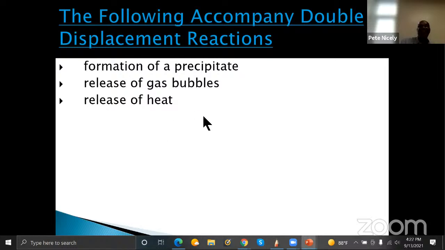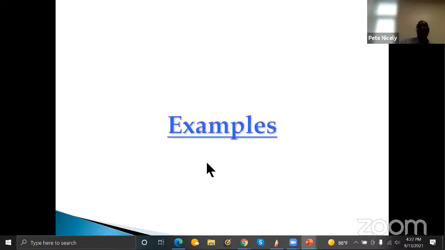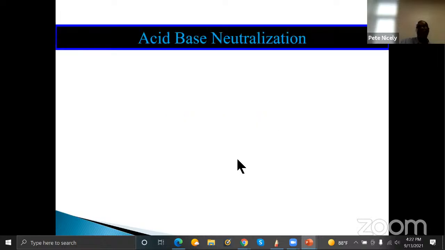So in other words, the term we use to describe that, we say that the reaction is exothermic, all right? And the fourth and final observation that one would make for a double displacement reaction is the formation of water, all right? So pretty much any one, and in some cases, a combination of two or more of these occurring is what you would observe in many double displacement reactions. Okay, so let's look at a few examples.